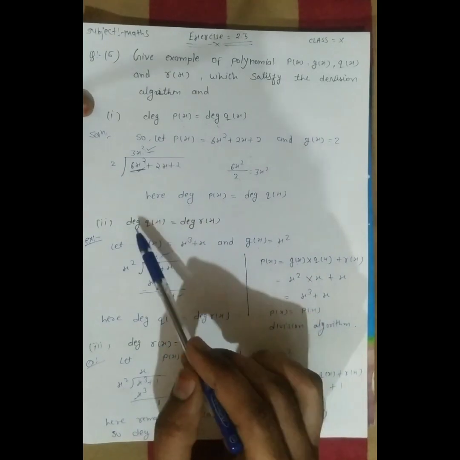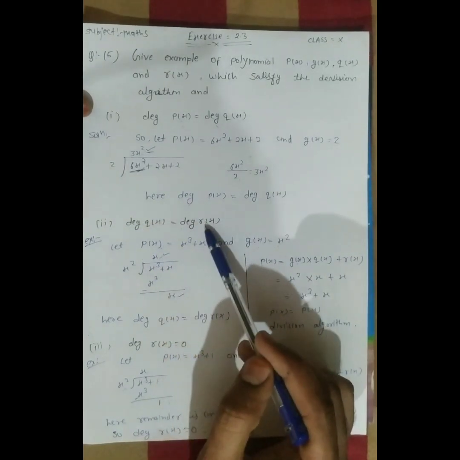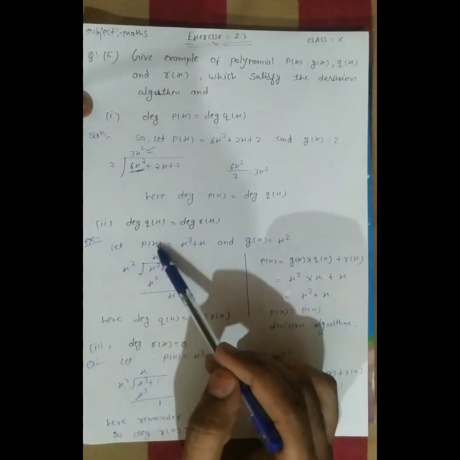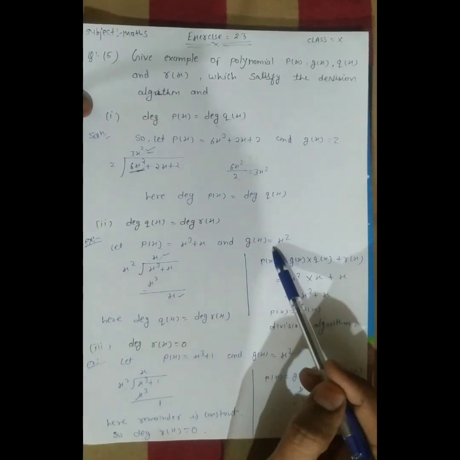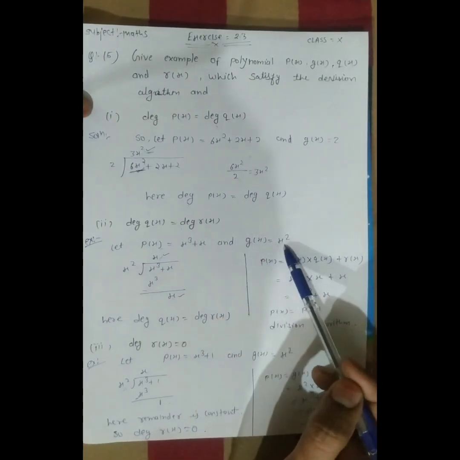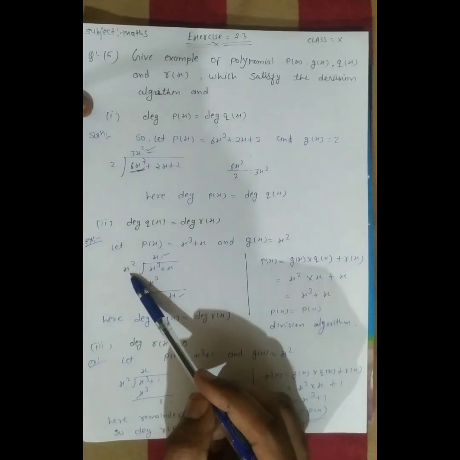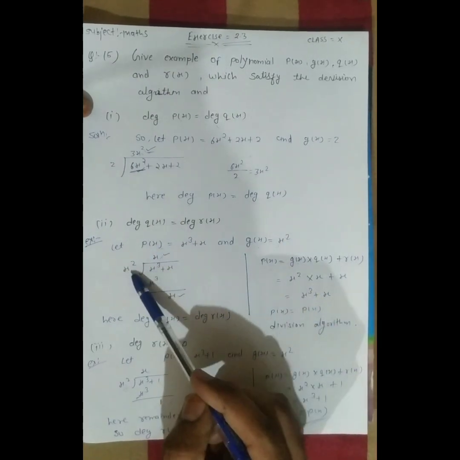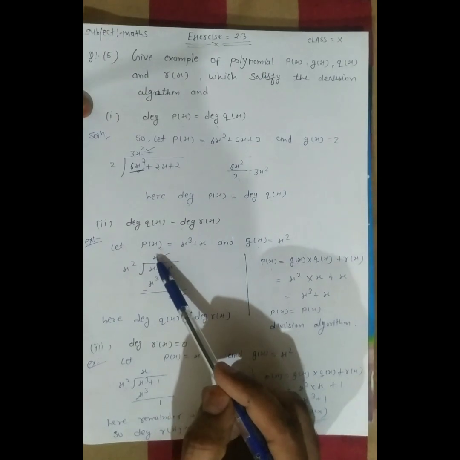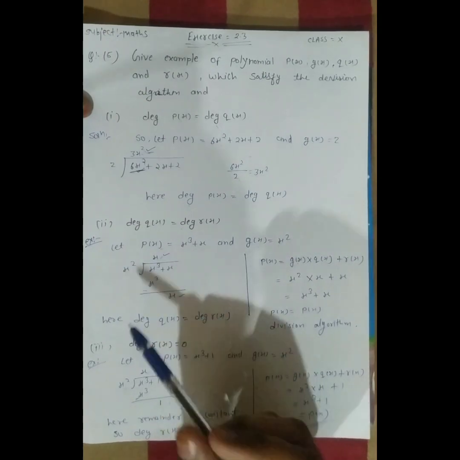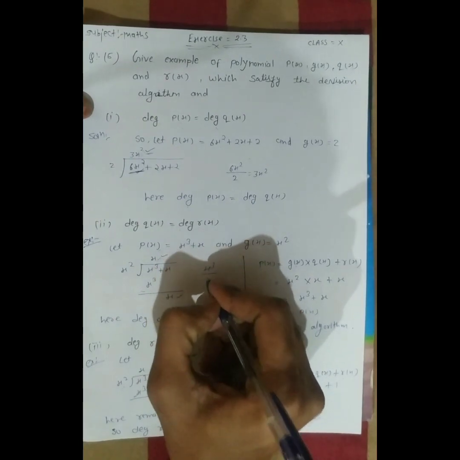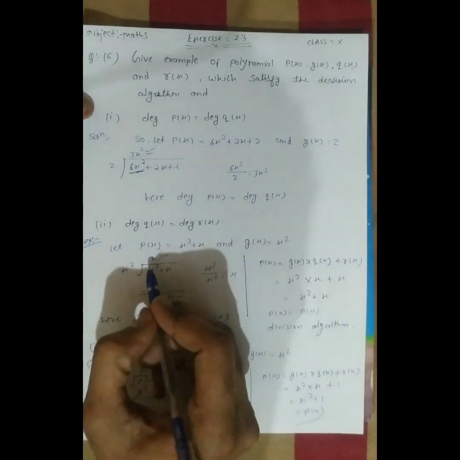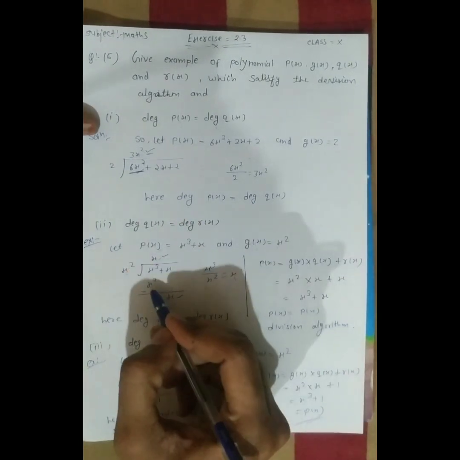Again, second question: degree of q of x is equal to degree of r of x. So we let p of x equal x power 3 plus x and g of x equal x square. So we divide this polynomial by this. x cube is divided by x square, so we get x. So we multiply x by x square, we get x cube.